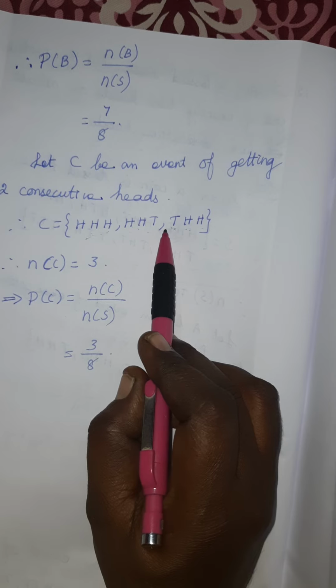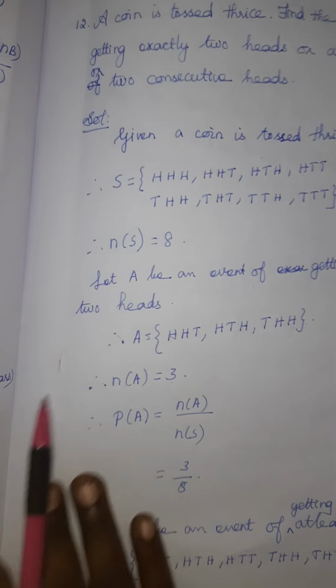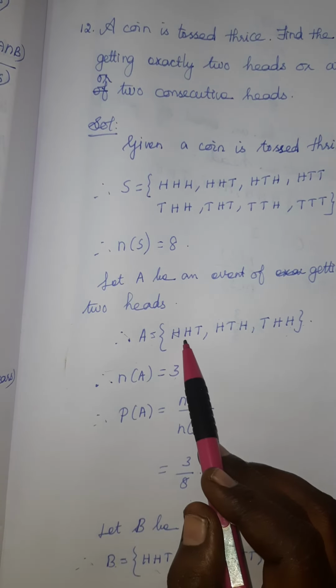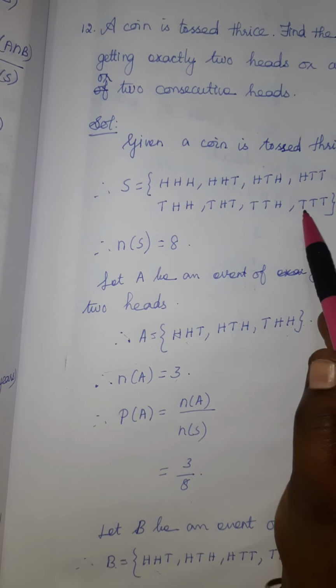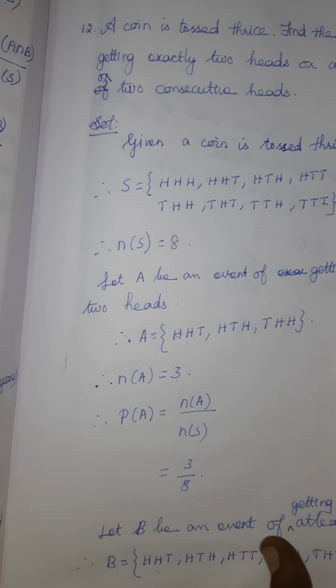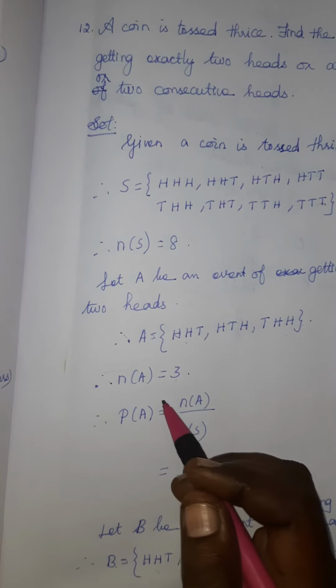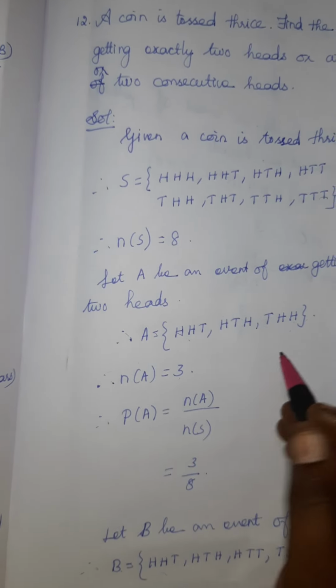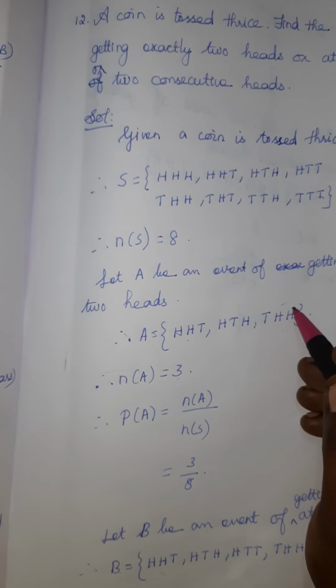Okay, next A intersection C. In the A intersection C, H, H, T. In the C, we accept this T, T, T. We have all this. In the A intersection C, only T, H, H is common. So only one element.